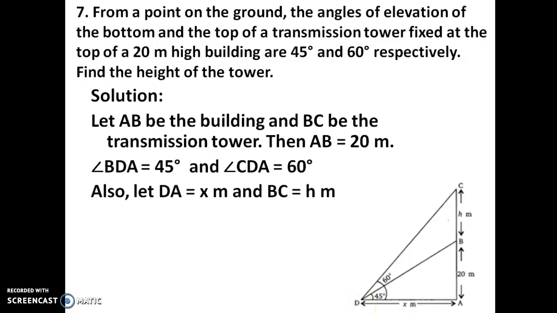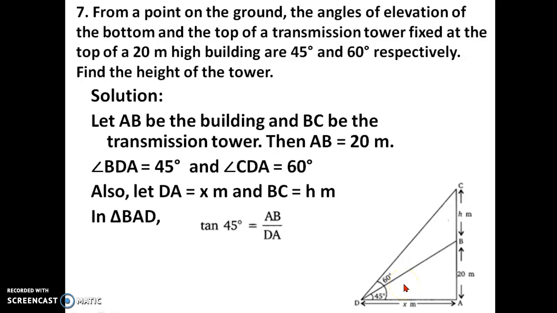So let us consider the distance from the foot of the building to the point as x meters and the height of the tower as h meters. The height of the building is 20 meters, but the tower we don't know, that is h meters. So we have to find the height of the tower, that is h. So let's take triangle BAD, this bottom triangle.